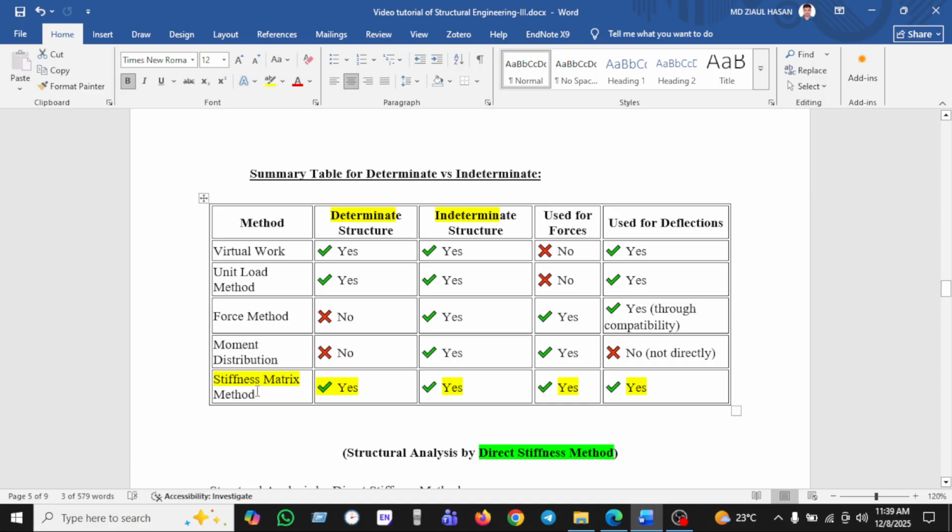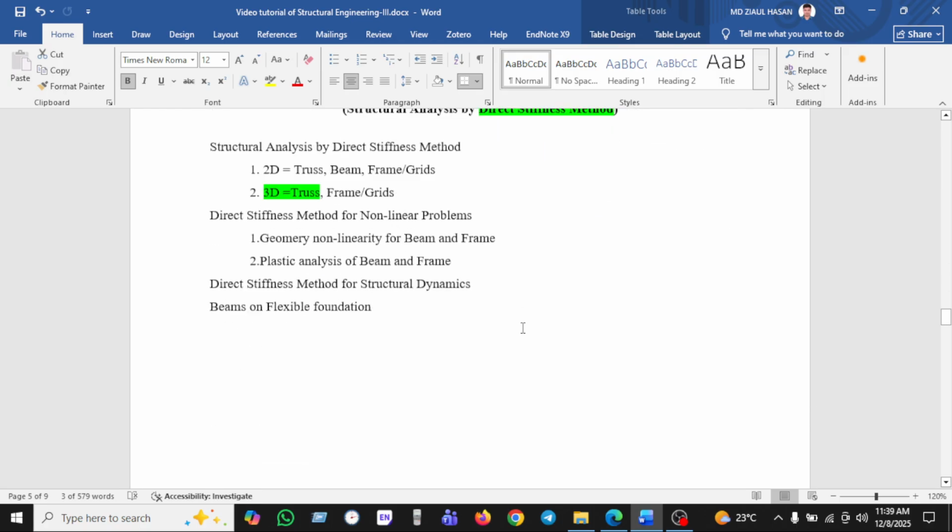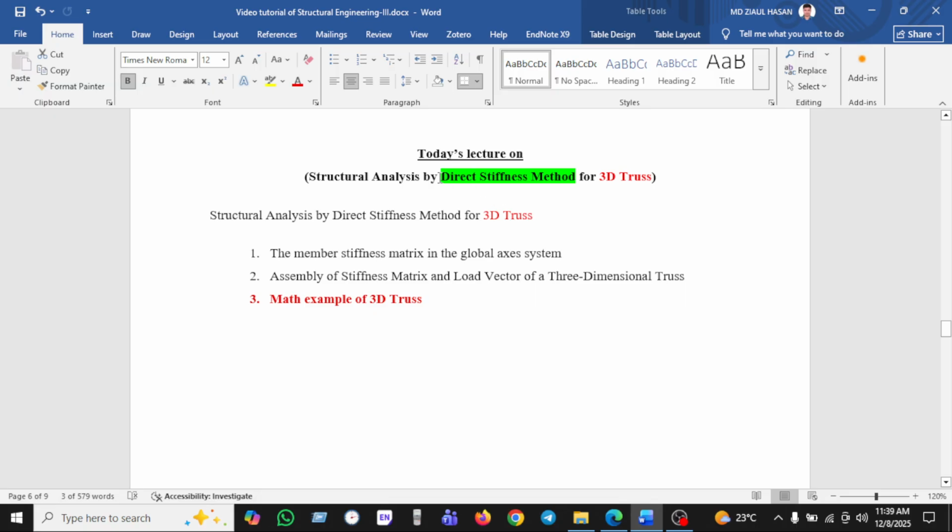Today we are solving with the stiffness matrix method, so we can solve determinate and indeterminate structures, and we can use it for forces and for deflection also. I hope you can understand why we are using the direct stiffness method.